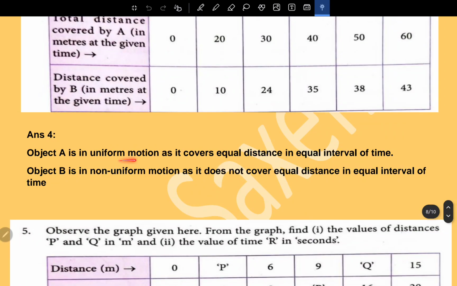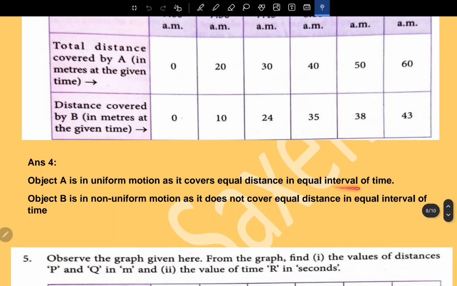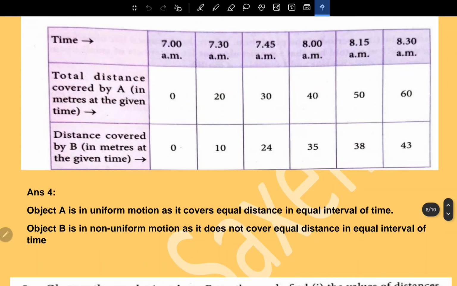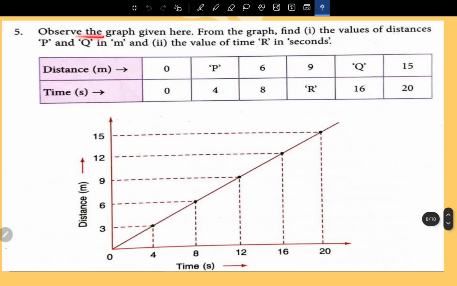So object A is in uniform motion as it covers equal distance in equal intervals of time. You can see here, this is half an hour, it covers 20 meter, and again 15 minutes, 10 meter more, again 15 minutes, 10 meter, again 15 minutes, 10 meter. So this is in uniform motion, but here you can see the distance covered is different, so this is non-uniform motion.